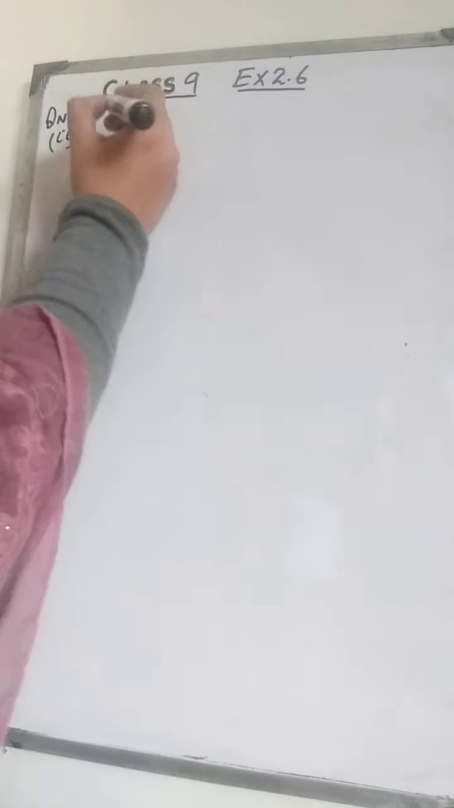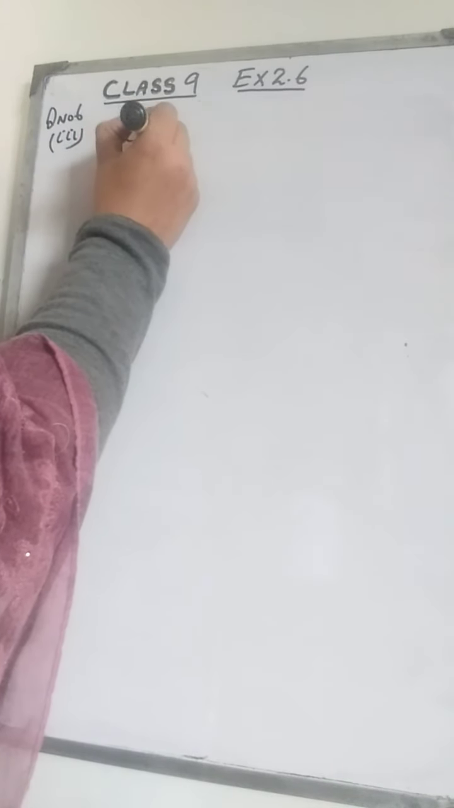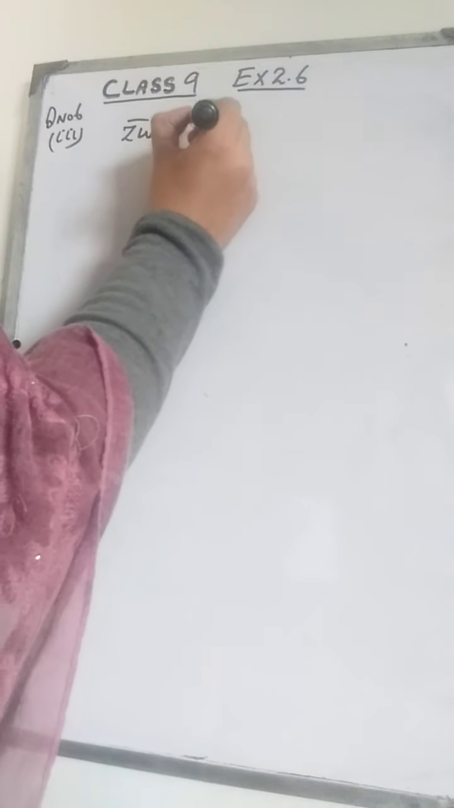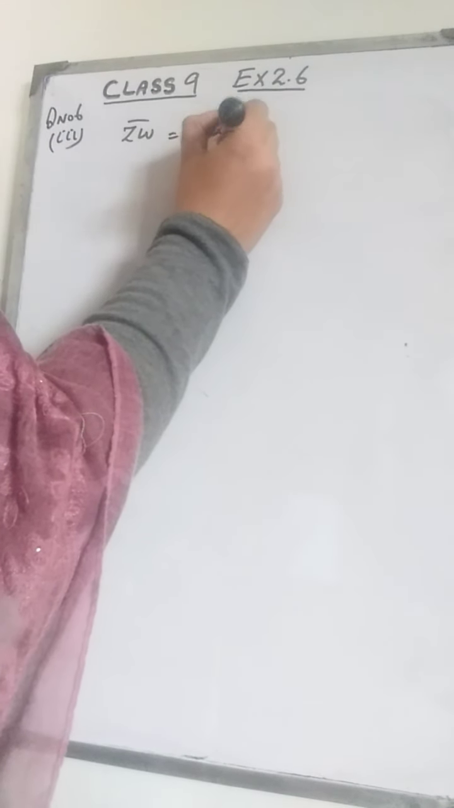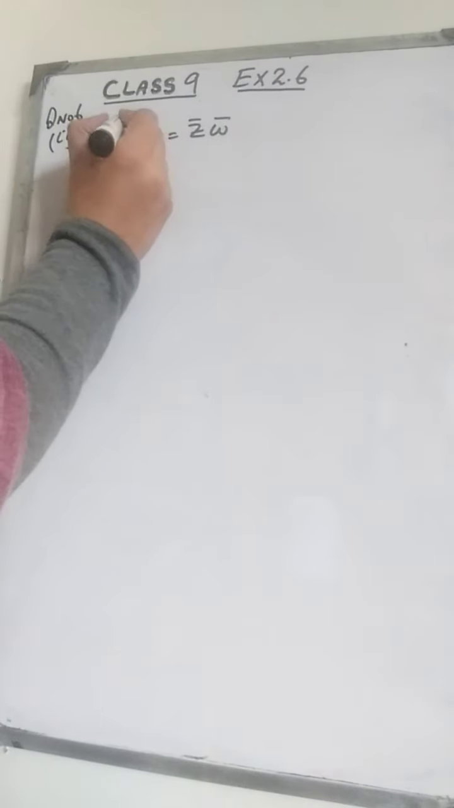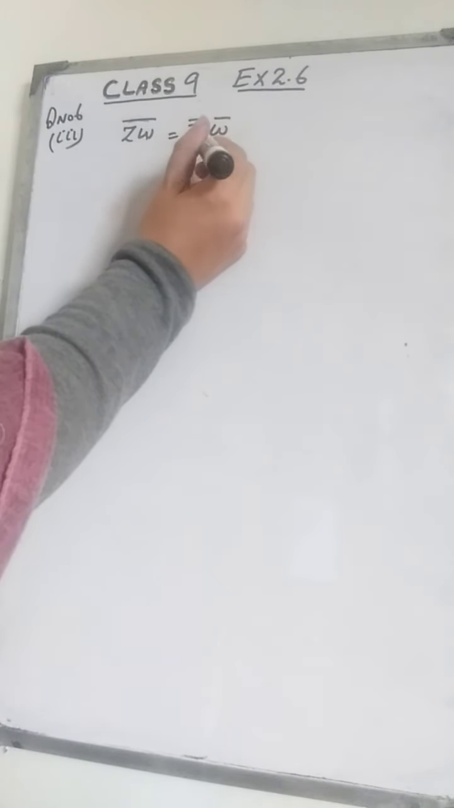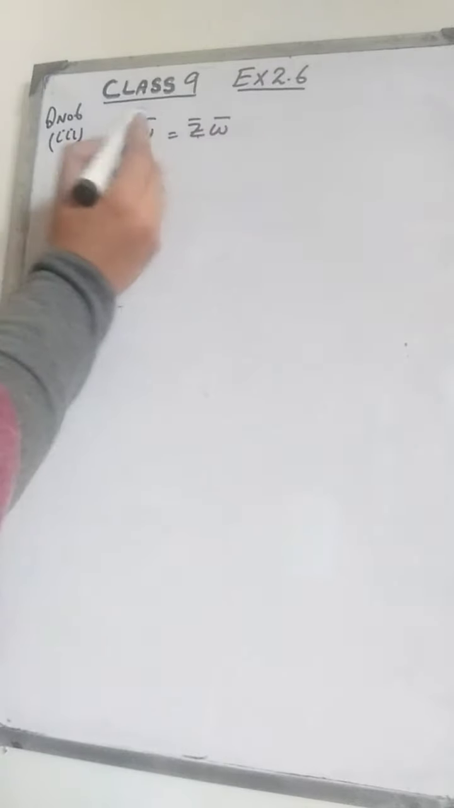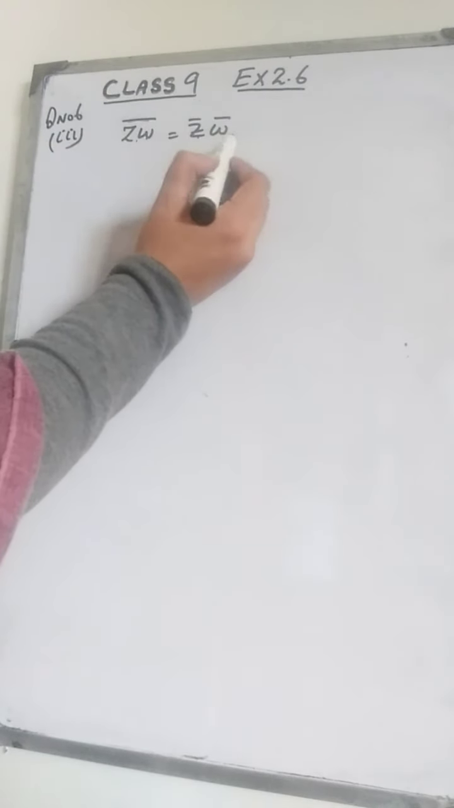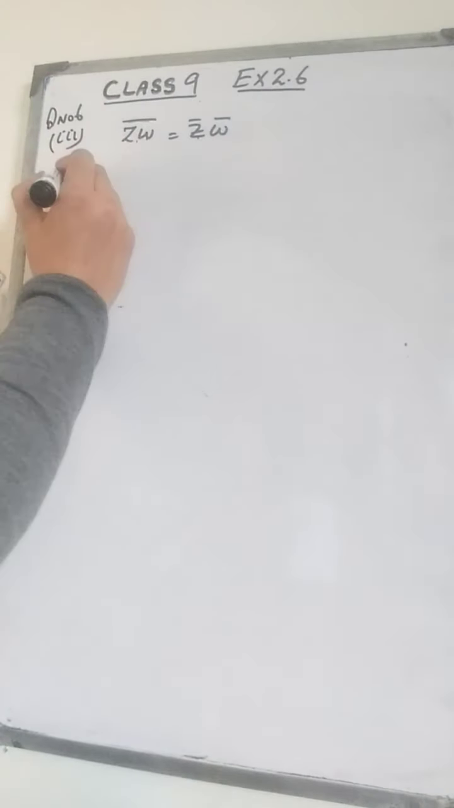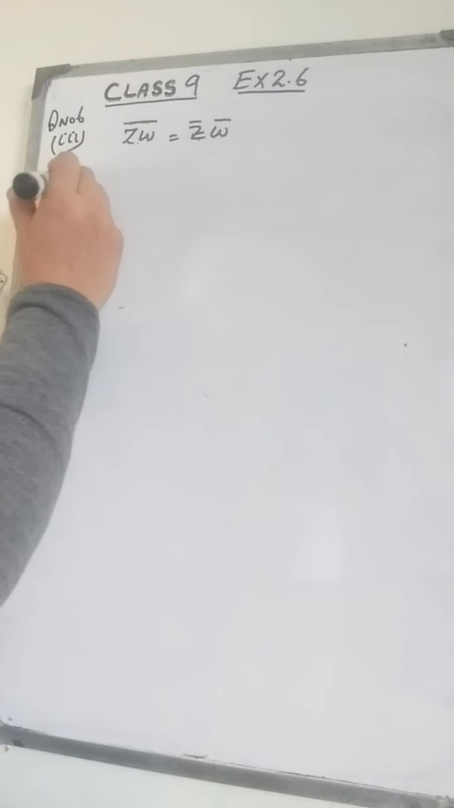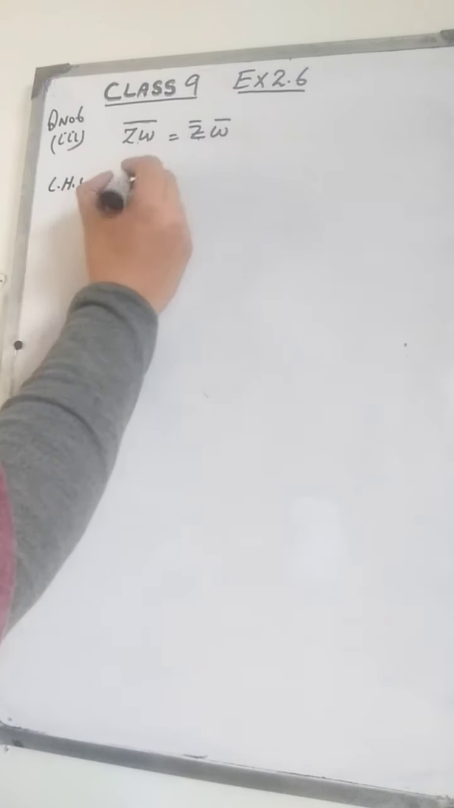Now question number 6, part 3. What we have to do: the conjugate of ZW is equal to Z bar into W bar. We have to show that the conjugate of Z into W is equal to the conjugate of Z into the conjugate of W. It means that the conjugate of the product is equal to the product of the conjugates. So again we are going to do the same thing. We are going to find the left hand side.